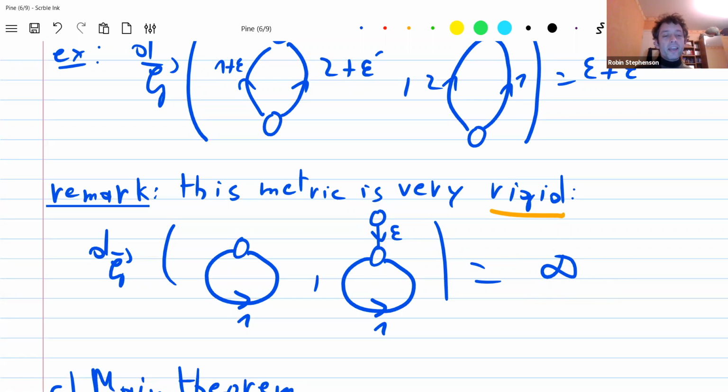So what I'm saying here is that since this metric is very strong, you might expect it to be able to prove fewer results than other, more flexible metrics. But it turns out that it's convenient for our purposes. So that's great, because it means our theorems are going to be as strong as the metric is.